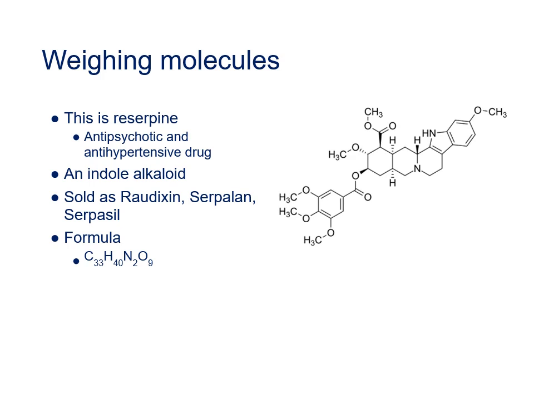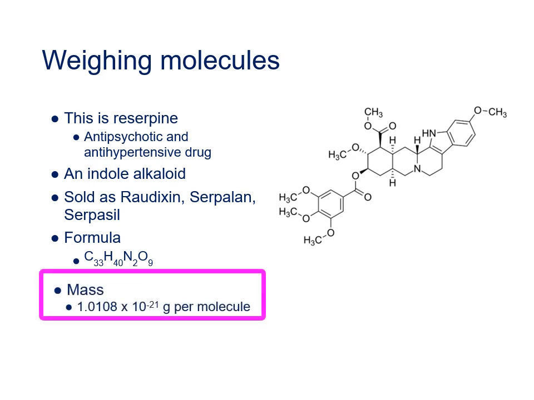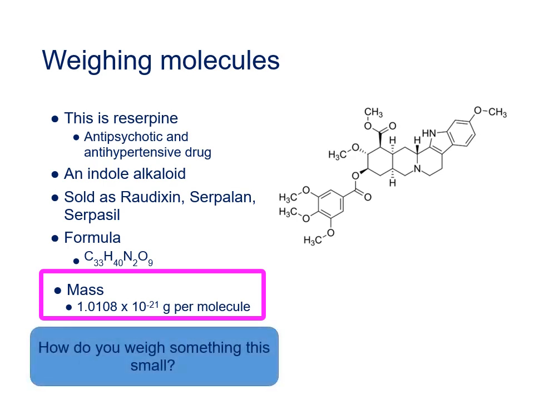But how can you measure the mass of something as small as a molecule? For example, consider reserpine, an antipsychotic and antihypertensive drug. The molecular mass is about 1 times 10 to the minus 21 grams per molecule. So how can we weigh something so small? I mean, we can't simply put a single molecule on a balance.